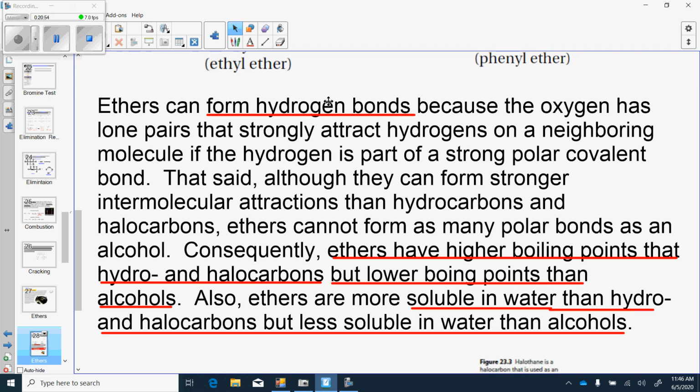of these hydrogen bonds. Solubility in water, we found that alcohols, the small ones, thanks to their OH, were soluble in water, so 4 carbons or less are soluble. If you have a parent chain of 5 or more, it is less soluble. Same thing with ethers. They're more soluble in water than hydrocarbons and halocarbons, but they're less soluble in water than alcohols. So they do have the solubility, but not as much. So alcohols seem to be the winner in all of those.